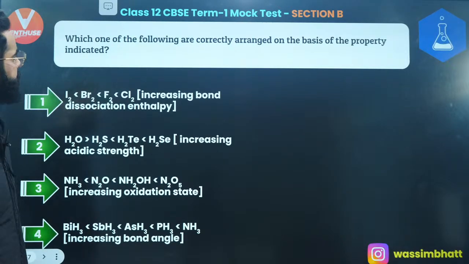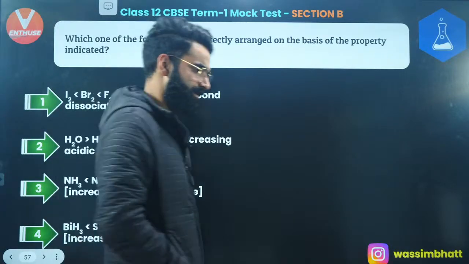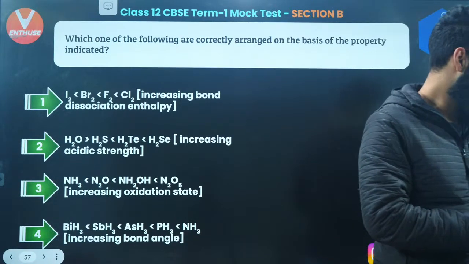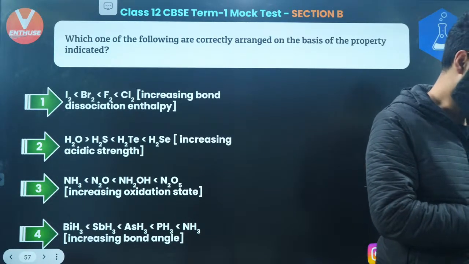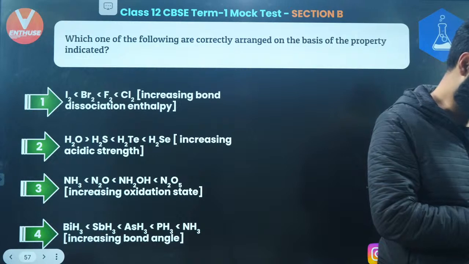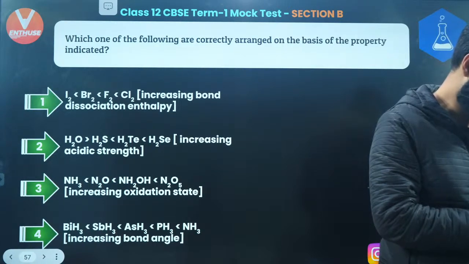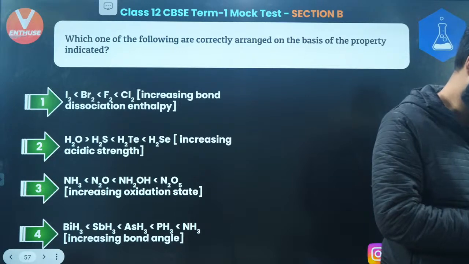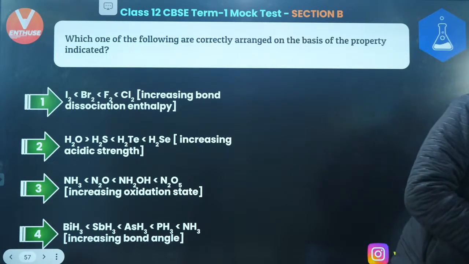All right, which one of the following are correctly arranged on the basis of the property indicated? You need to see exactly which one of the following are correctly arranged on the basis of their property indicated. What do you think about this one, my dear people? Fast. Let me know fast.